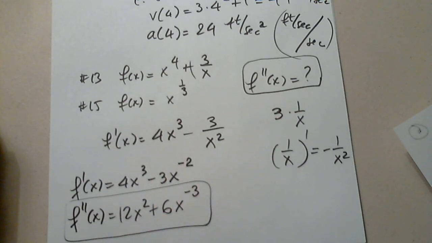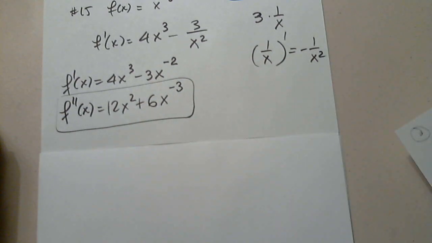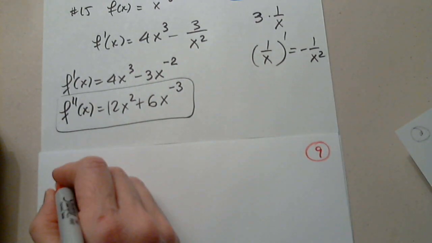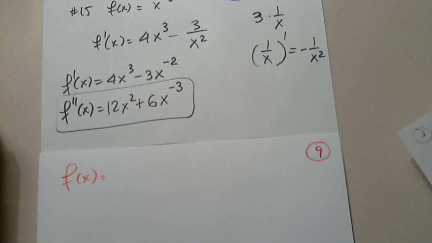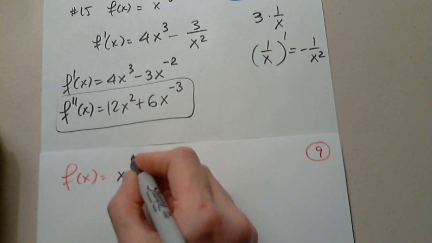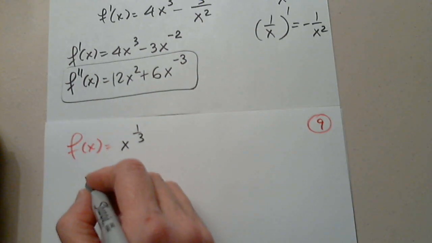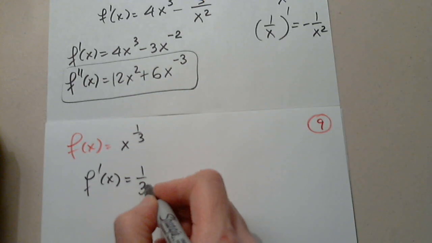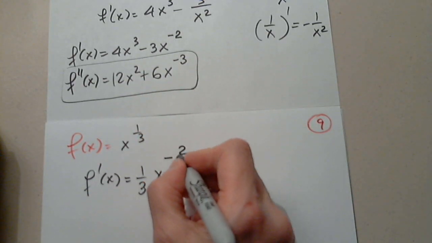Now the other one, 15, so I'm going to copy it here. Well, this is almost over, I guess. So f of x equals x to the 1/3. This is not a friendly function, because when I find f prime, I bring down 1/3 and subtract 1 from 1/3, and I get negative 2/3.